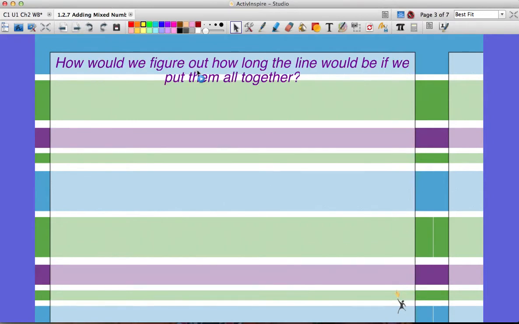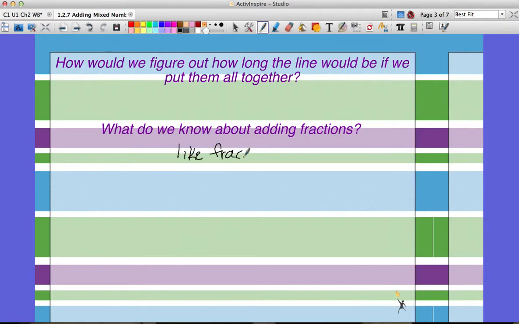So now what if we wanted to put all of those lines together and figure out how long they were? Well, we know we would have to add, and we have to think, what do we know about adding fractions? The first thing you should think of when you talk about adding fractions is that they have to be like fractions. And if they're not, you have to make them like fractions.